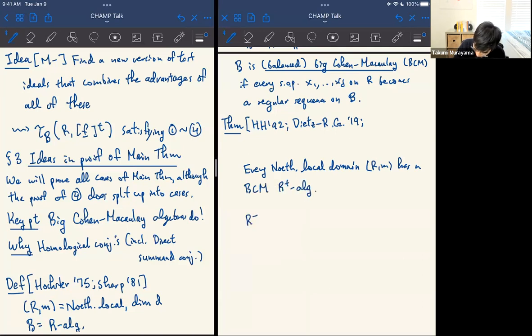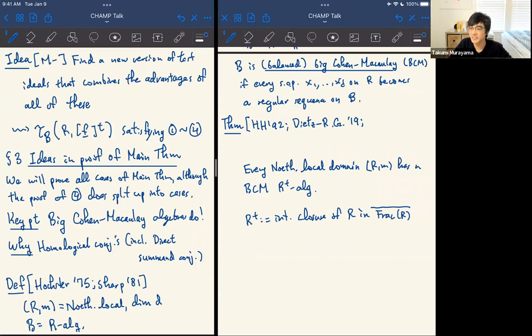So R plus here is the integral closure of R in an algebraic closure of its fraction field. And so if you don't want to necessarily have R plus be inside of there, you can just have, every Noetherian local domain still has a BCM algebra, but in any case.